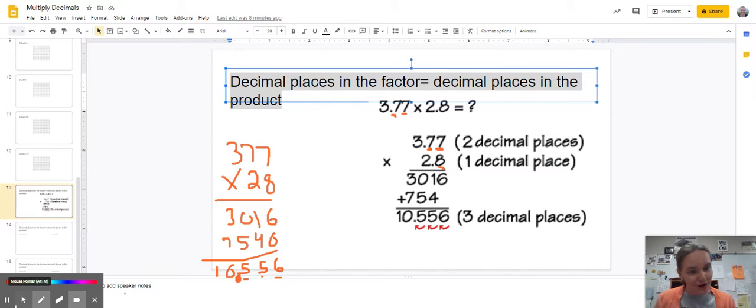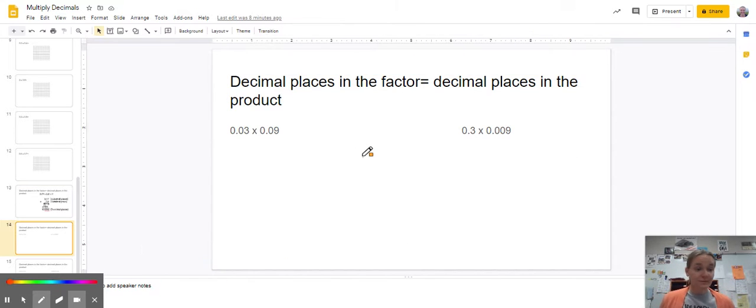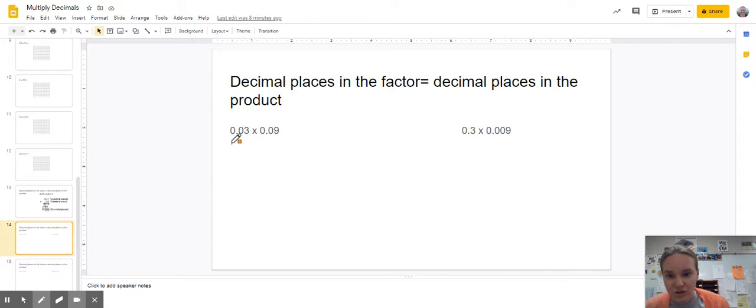All right, you ready to try one with me? Please write this problem in your math journal. You might see it tomorrow. Okay, so if I have 0.03 times 0.09, okay? So first of all, 3 times 9 is what? 27. So I'm going to write down 27.